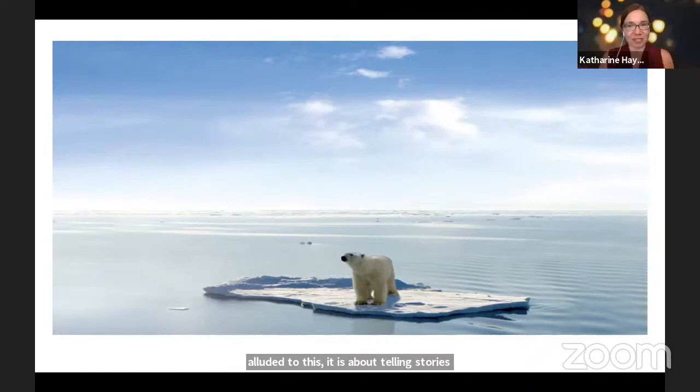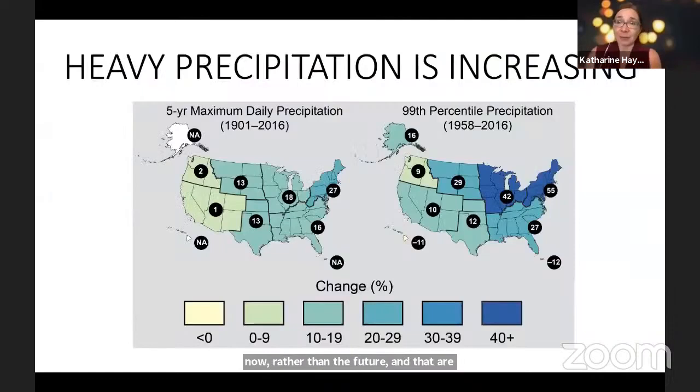So, for example, and these are examples of data I work with, we can say heavy precipitation has increased across the United States, and we can show the percentage increase by region of the United States, and we can talk about how it's already happened. This is in the past. But how much more powerful to connect with people by telling stories of what's happening?